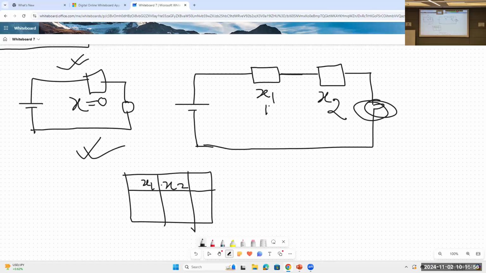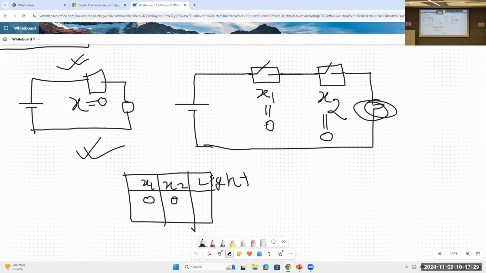Let's make a table. This is light. Let's start with the first combination, when x1 is equal to 0 and x2 is equal to 0. What does it mean? That x1 is not connected. This portion is not connected when x1 equal to 0, and x2 is also 0, so that portion is also not connected.